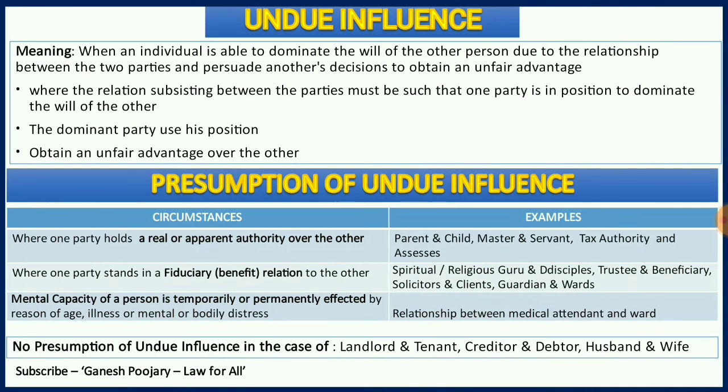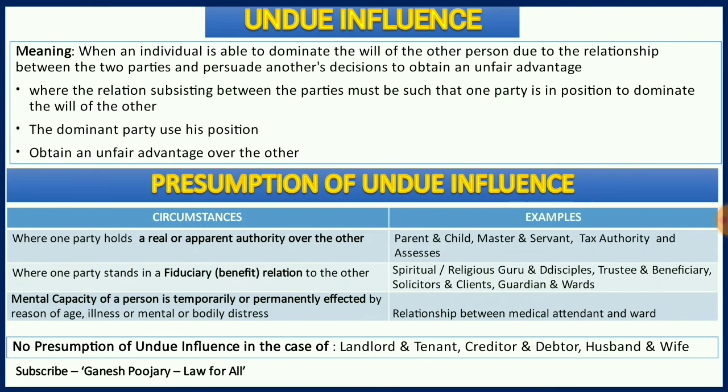In a nutshell, if you want to know the meaning of undue influence under section 16, it can be when an individual is able to dominate the will of the other person due to the relationship between the two parties and persuade another's decision to obtain an unfair advantage. There are three major requirements. The first being there should be two parties in which one party should have the position to dominate the will of the other, and secondly, such dominating party should use its position, and thirdly, it should use its position for gaining unfair advantage over the other. When all these three happen, that is called undue influence.